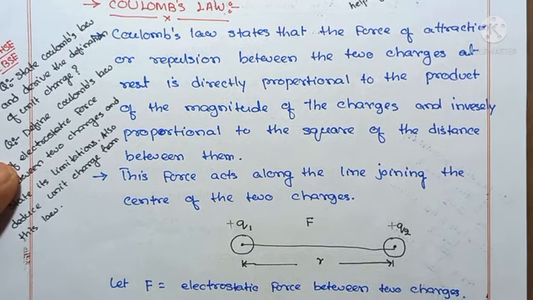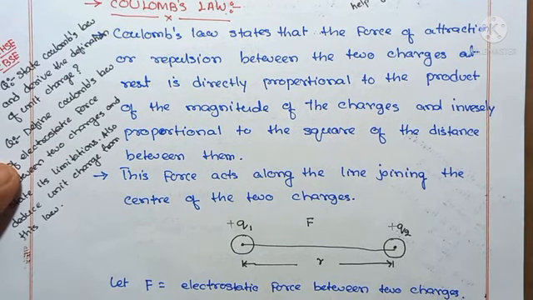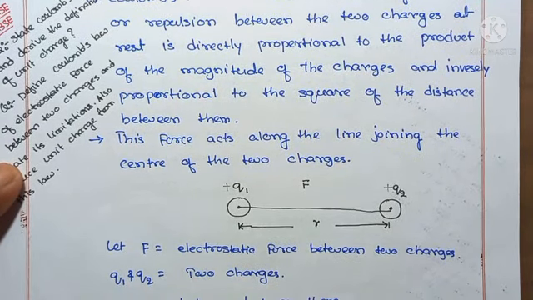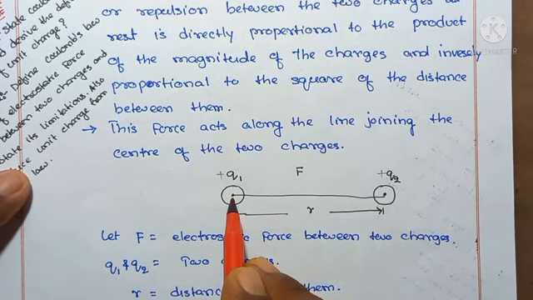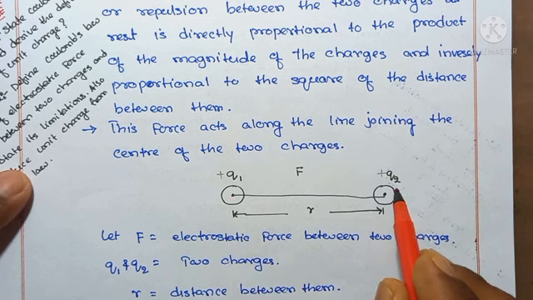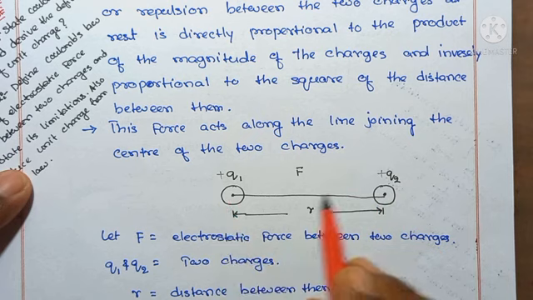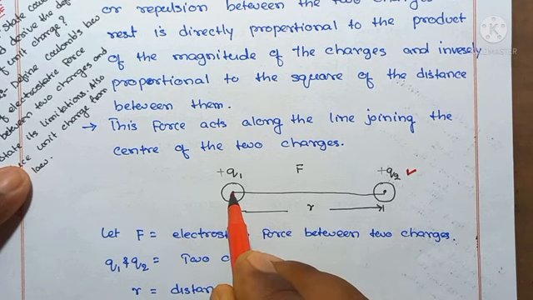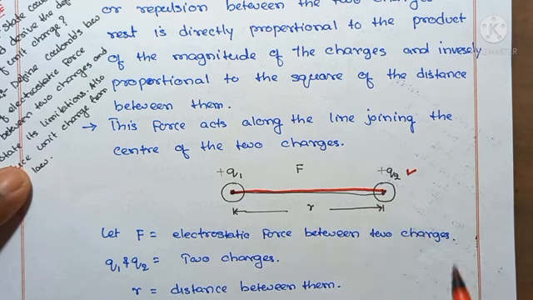This law states that there are two charges, and the force developed between the two charges is directly proportional to the product of the magnitude of the charges and inversely proportional to the square of the distance between them. Let us derive this. Let Q1 be the first charge and Q2 the second charge. Here we are taking both Q1 and Q2 as positive charges. The line joining the center of this charge and the center of this charge is the line joining the centers of the charges.